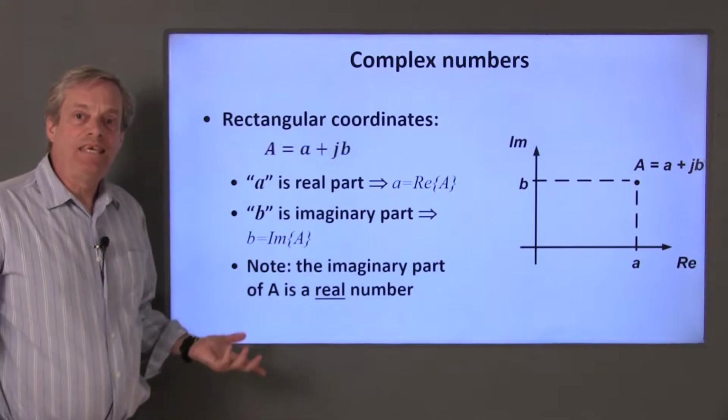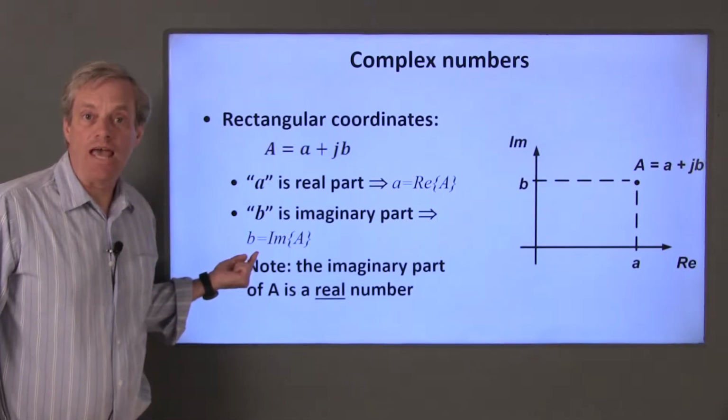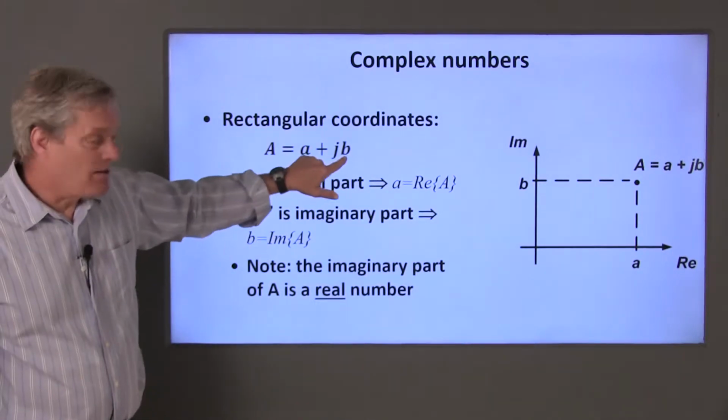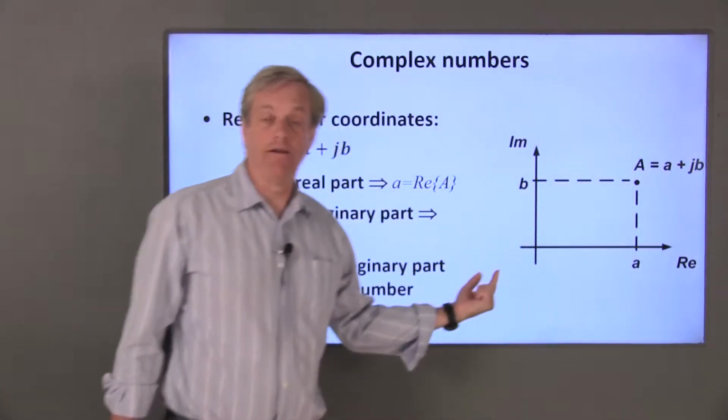Notice that little b is the distance on the vertical axis and does not include the j. j times b is imaginary, but b itself is a real number. The j just tells us which axis b is on.